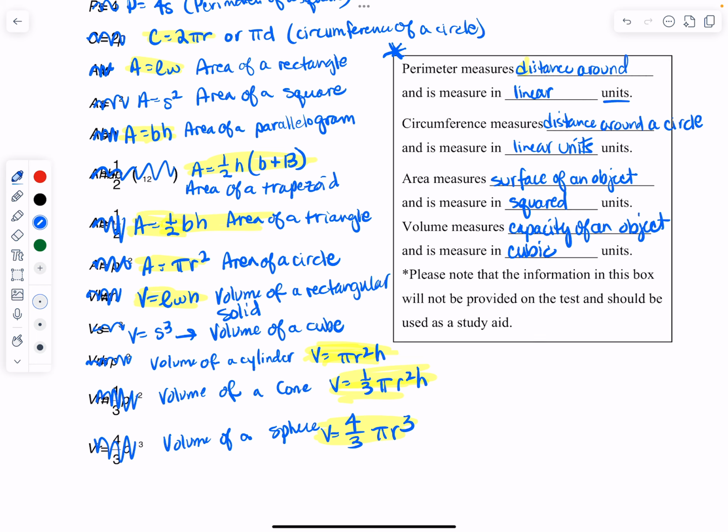So again, this stuff in the box will not be permitted on the test, but I will give you a formula sheet for the formulas that you have to use.